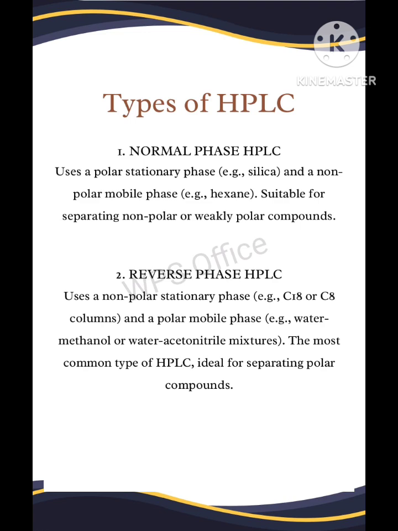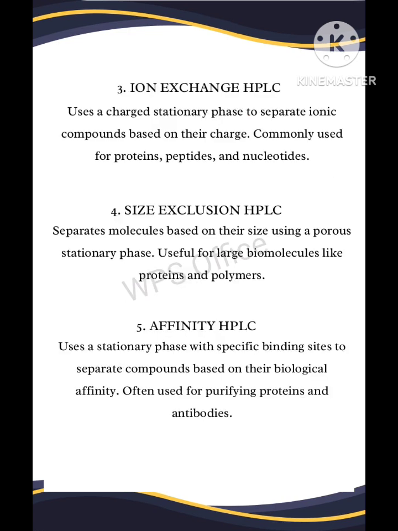The second type is reverse phase HPLC. It is a common type of HPLC. It is ideally used for separating polar compounds. It uses a non-polar stationary phase, for example C18 and C8, and a polar mobile phase, water methanol combination or a water acetonitrile mixture. And this is a major part of HPLC and highly used.